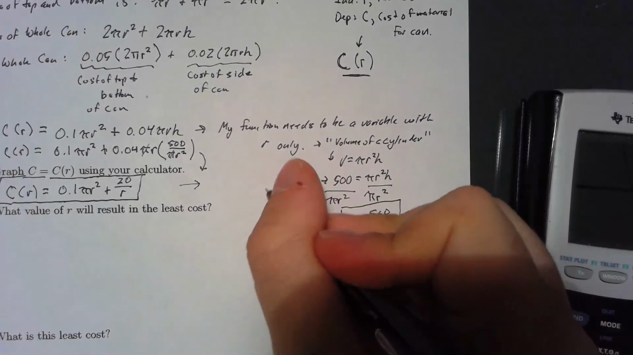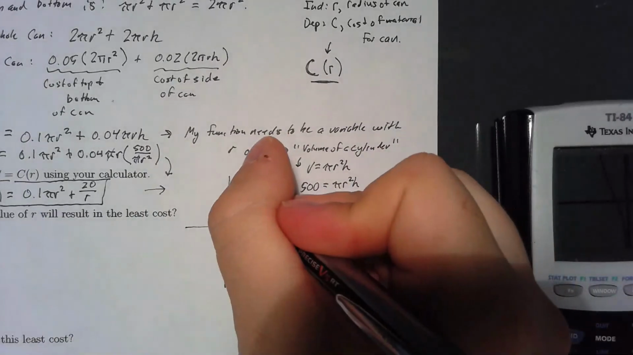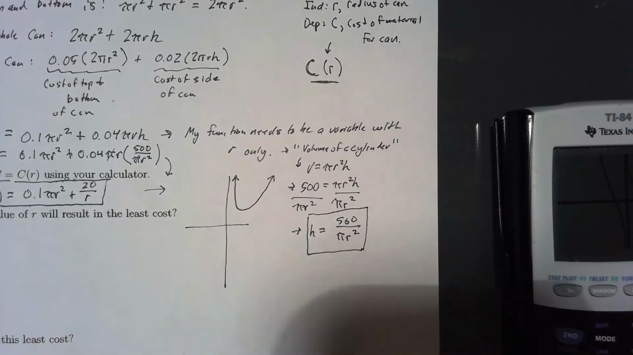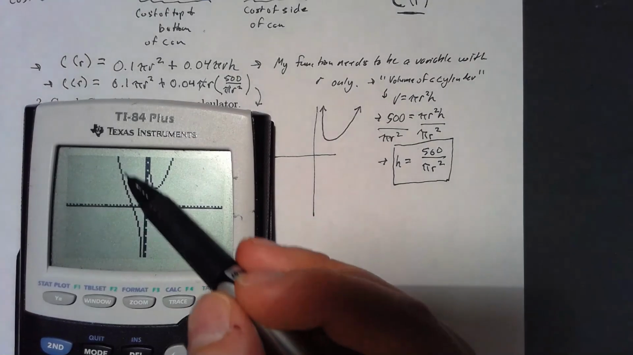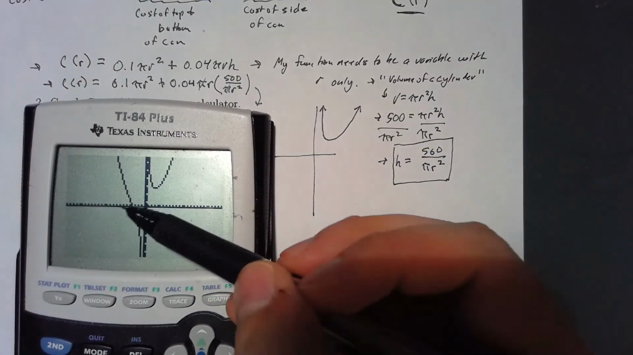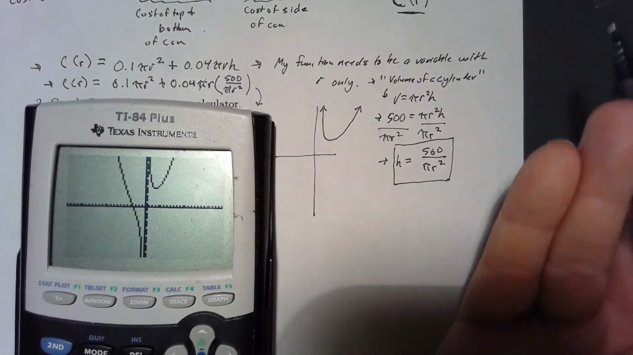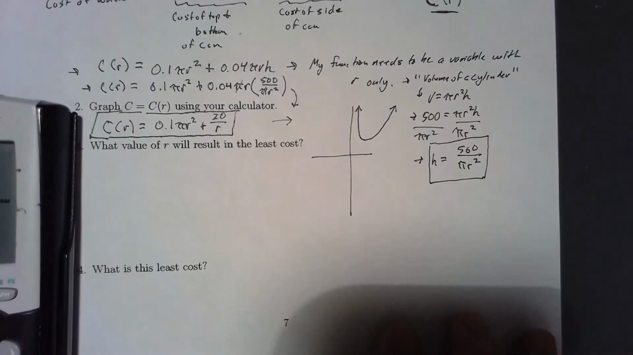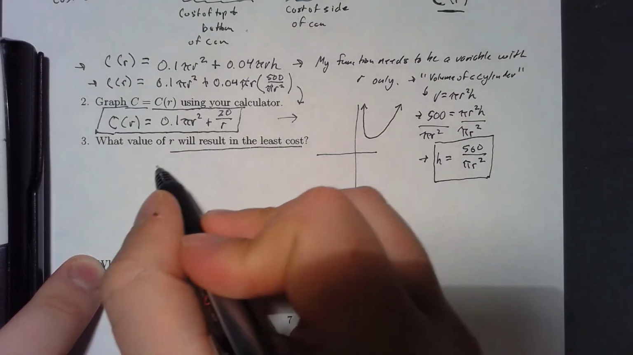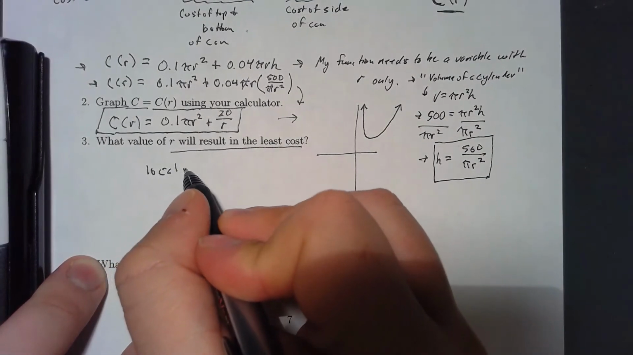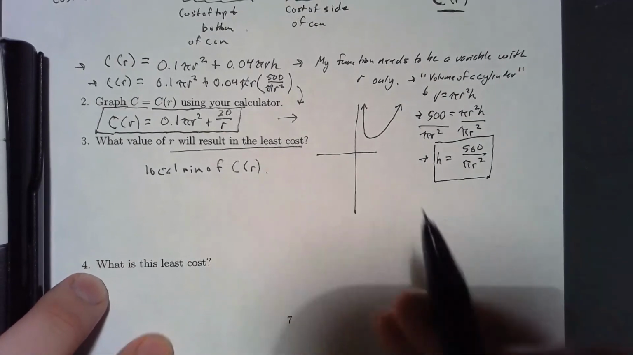The only part I care about is this part right here, which kind of looks like this. I don't care about that part because it's negative. Well, that would give me a negative r value, which can't happen. You can't have a negative radius, otherwise you don't have a can. So what value of r will result in the least cost? So you're just going to find the local min of C of r. So you know how to do that in your calculator.